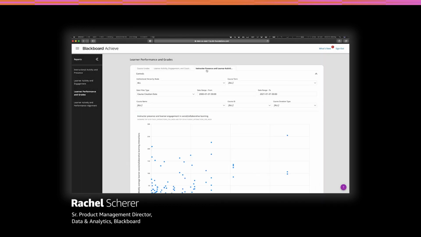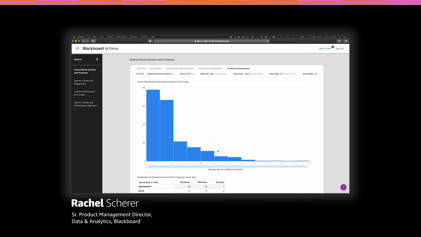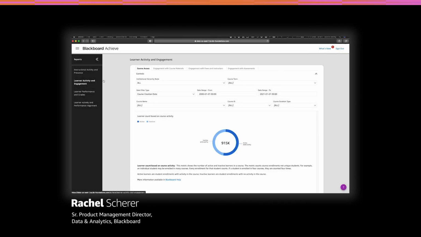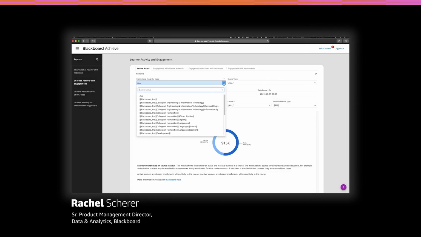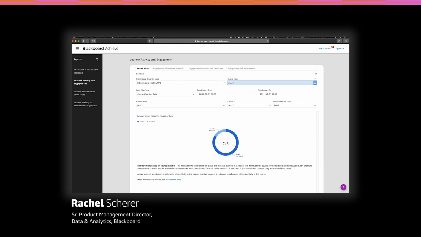We can also understand the relationship between instructor presence and student engagement. And we can define, validate, and defend management KPIs, such as grading response time, using all of this to identify systemic problems for further investigation by folks at the institution.